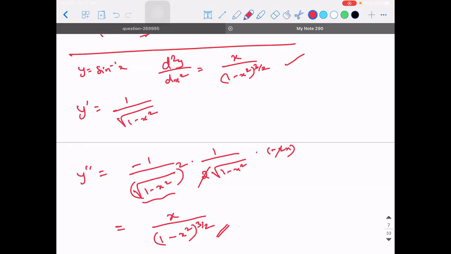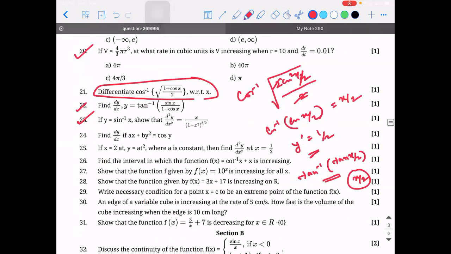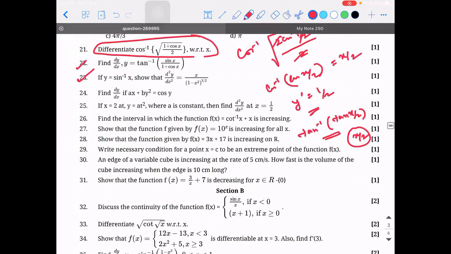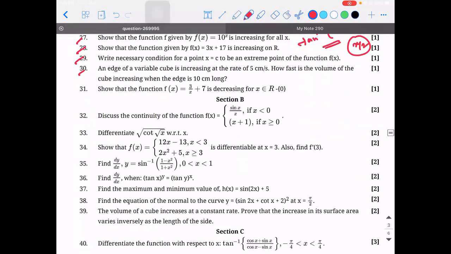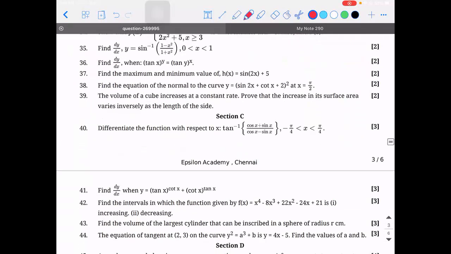Right. Next. 24th you can do. I think all other problems are simple only. You guys will try. Yes, sir. If you have any doubt, you approach me. All other things are simple only, like differentiation. I think I've done enough problems in calculus in class.